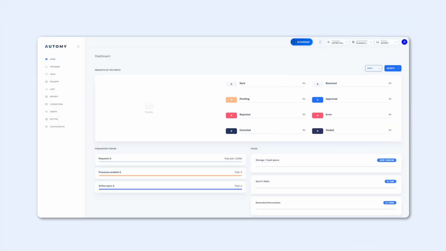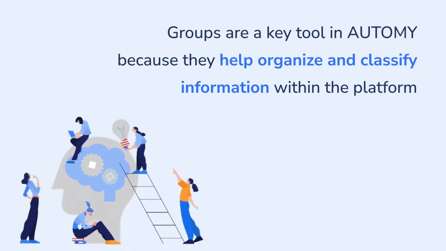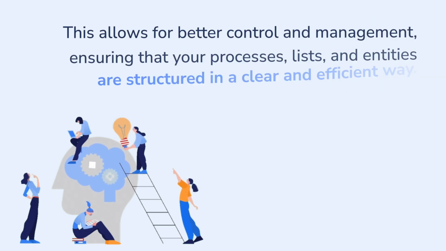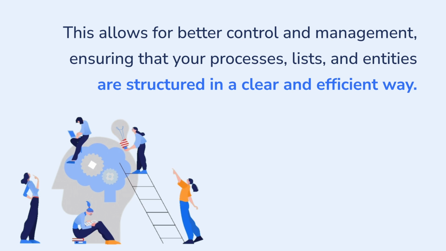Today we will learn how to create, modify, and delete process groups, list groups, and dynamic entity groups. Groups are a key tool in AUTOMY because they help organize and classify information within the platform. This allows for better control and management, ensuring that your processes, lists, and entities are structured in a clear and efficient way. Let's get started.